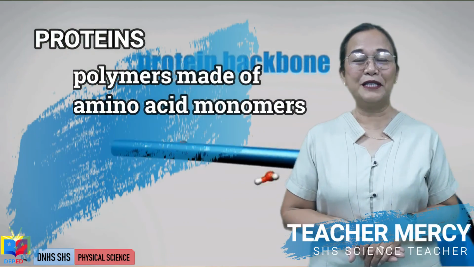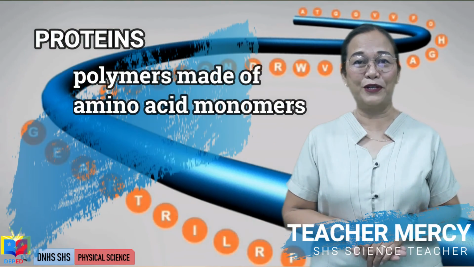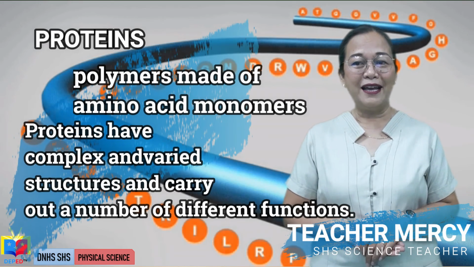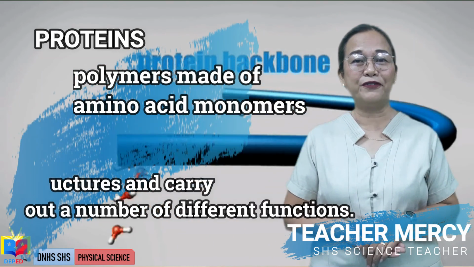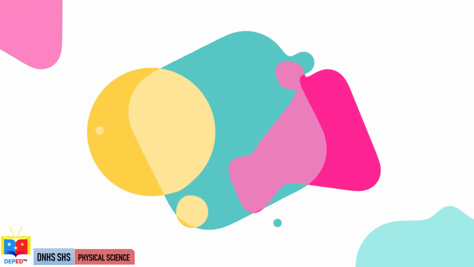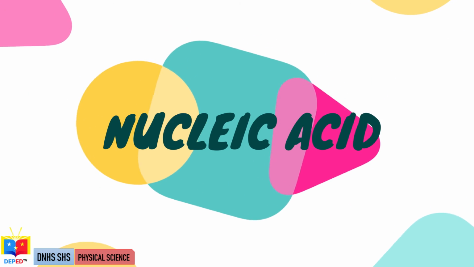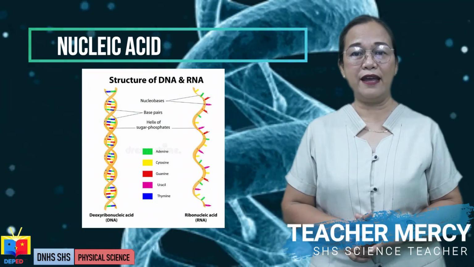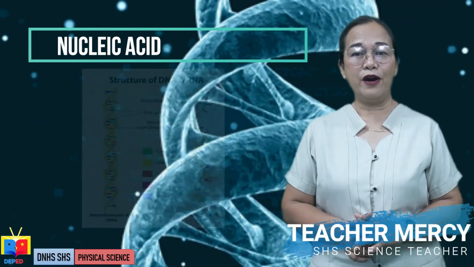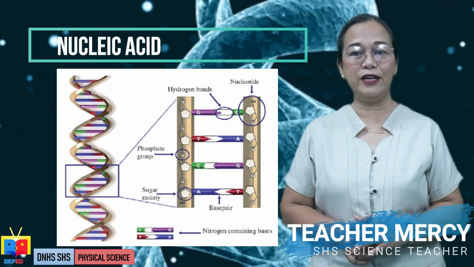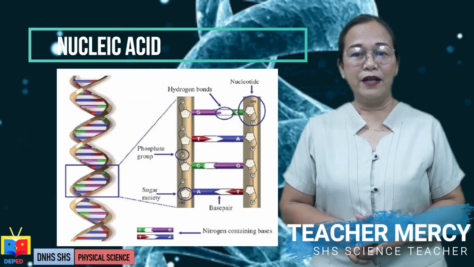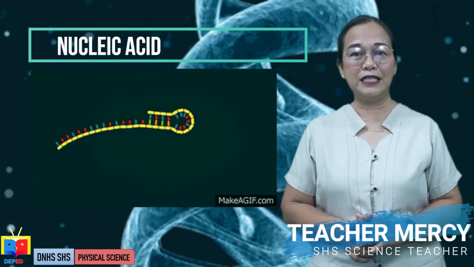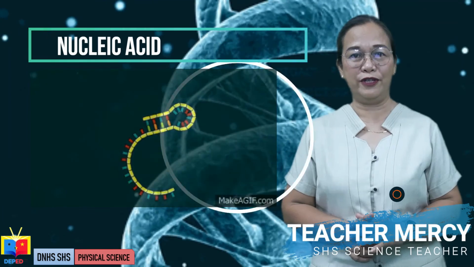Proteins are polymers made of amino acid monomers. Proteins are complex and varied structures and carry out a number of different functions. Nucleic acids are DNA and RNA. They are polymers made of nucleotide monomers. These macromolecules are adapted to store and transmit genetic information.